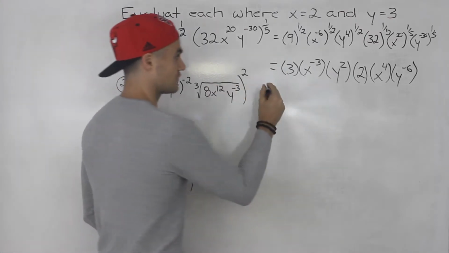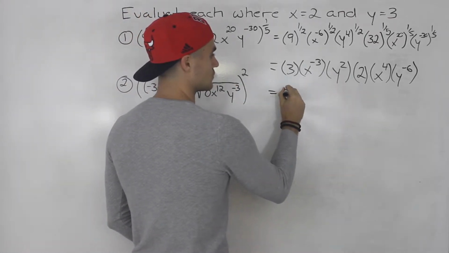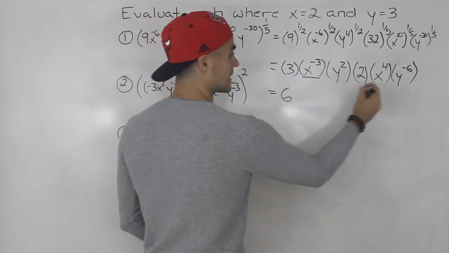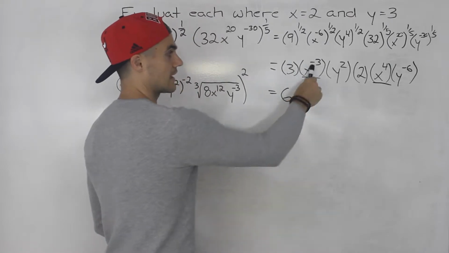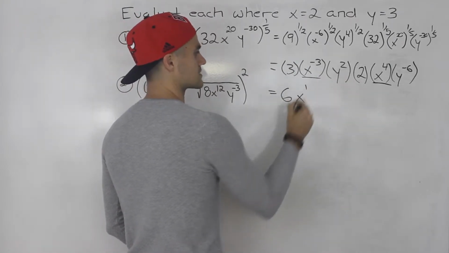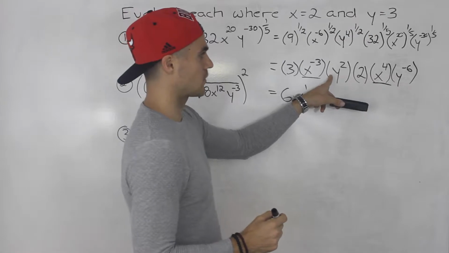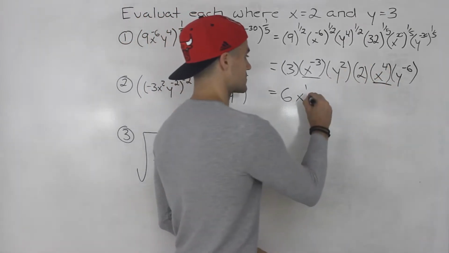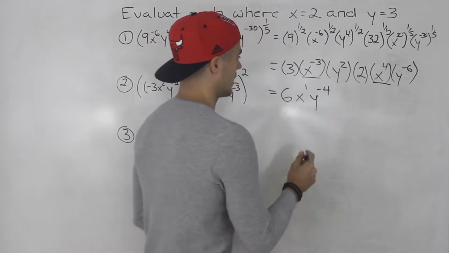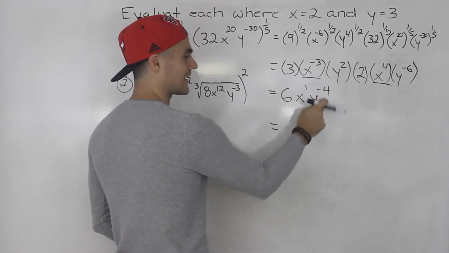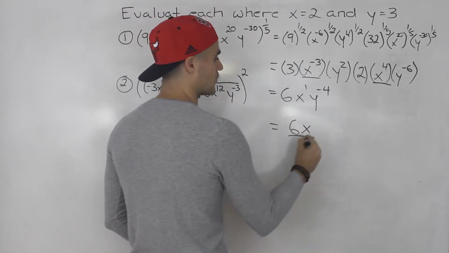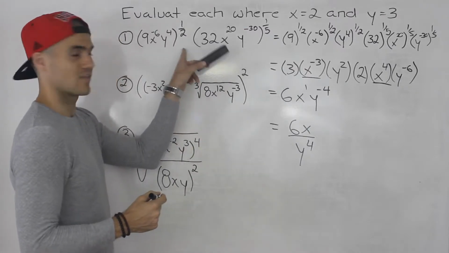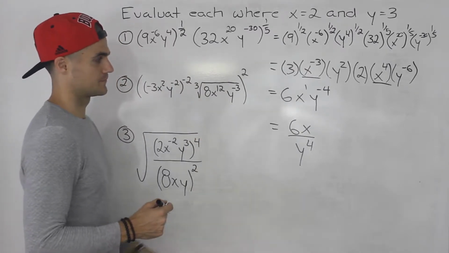And then from here, you could simplify this even further. So 3 times 2 gives us 6. You want to look for exponents with the same base. So we've got this x to the negative 3, x to the 4. Negative 3 plus 4 gives us positive 1. And then we have y squared times y to the negative 6. 2 plus negative 6 gives us negative 4. So this is like y to the negative 4. And we can make this look nicer by bringing that negative 4 down. So this would be 6x over y to the power of positive 4. So that's what this simplifies to.